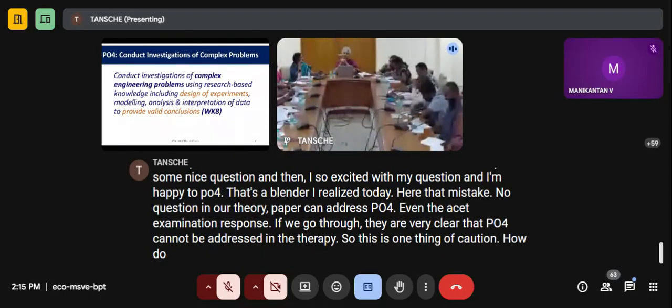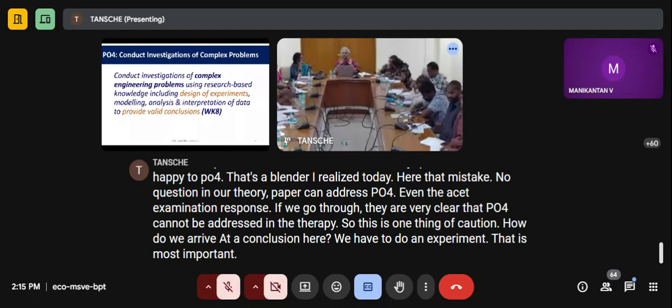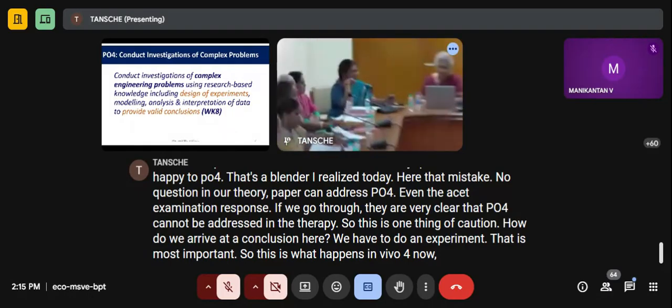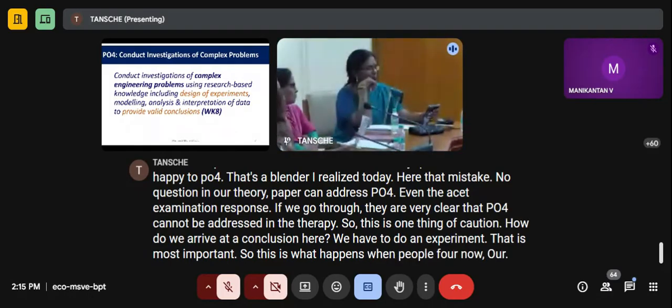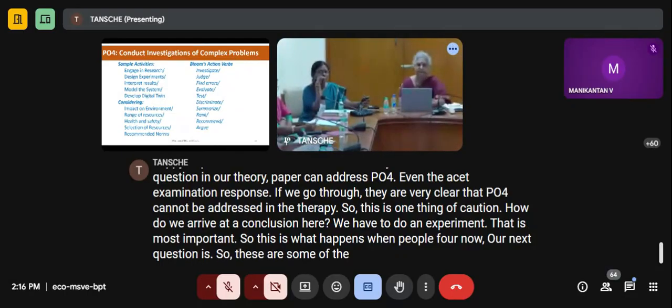How do we arrive at a conclusion here? We have to do an experiment. That is most important. So this is what happens in PO4. Now, the next question is, these are some of the activities, the Bloom's action verbs.